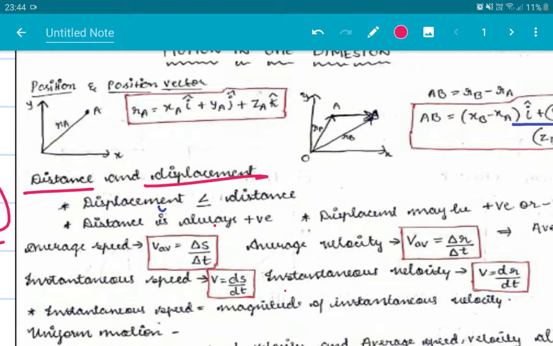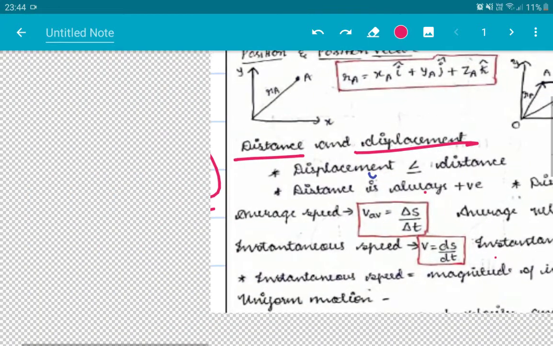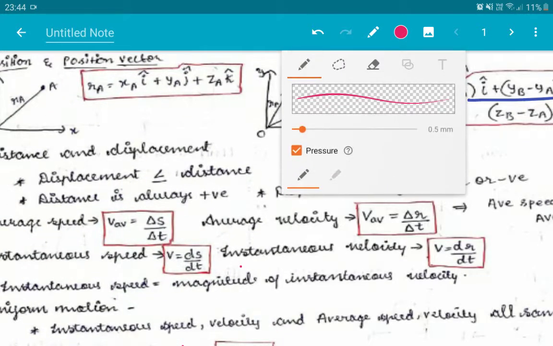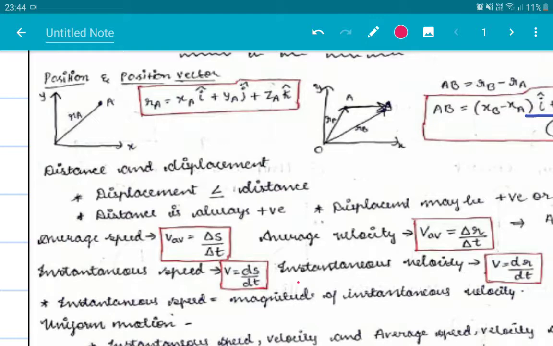I know you know this point. The most important point regarding distance and displacement is that displacement is always less than or equal to distance. Obviously, we know that. Why is displacement always less than distance? Displacement is the shortest path, hence it is smaller than or equal to distance. We agree with that. But when is displacement equal to distance?